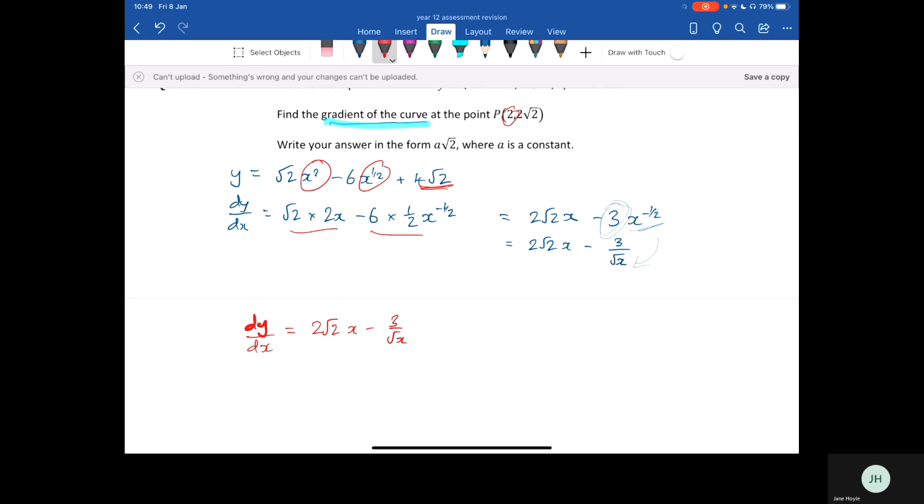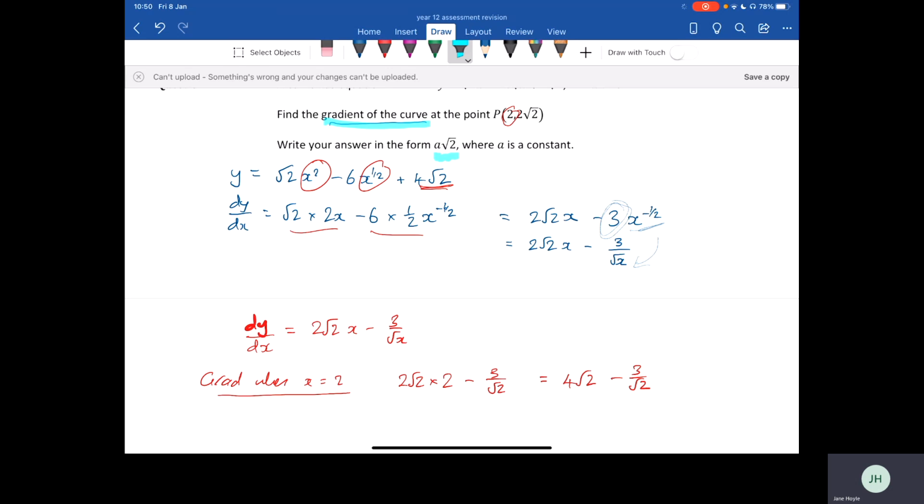So the gradient when x is 2, we are just going to substitute 2 into that previous line. So it's 2 root 2 times by 2 minus 3 over root 2. We end up with 2 root 2 times by 2, that's 4 root 2 minus 3 over root 2. And if we look at what the question asked, the question wanted us to write it in the form a root 2.